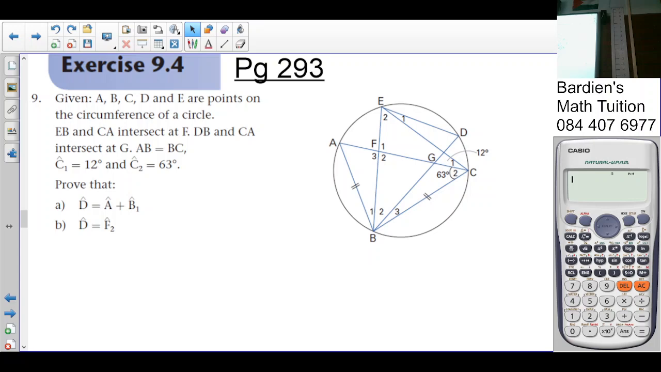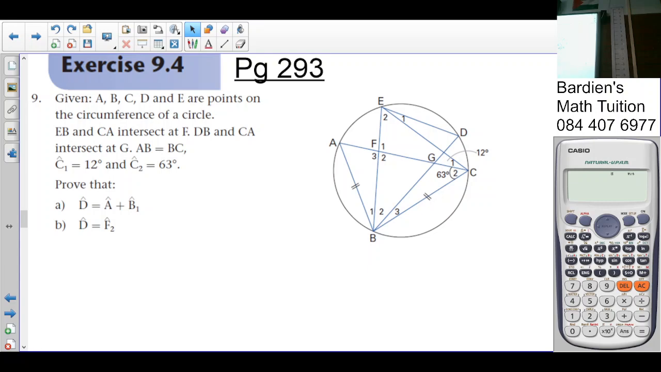Question 9. A, B, C, D and E are points on the circumference of the circle. I'm going to tell you that over and over: it's points on the circumference of the circle. Then we are told that EB and CA intersect at F. BD and CA intersect at G. AB is equal to BC.